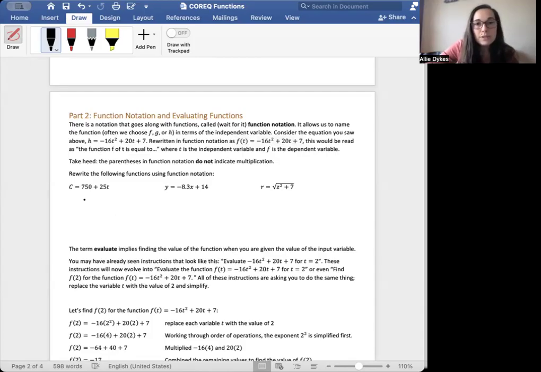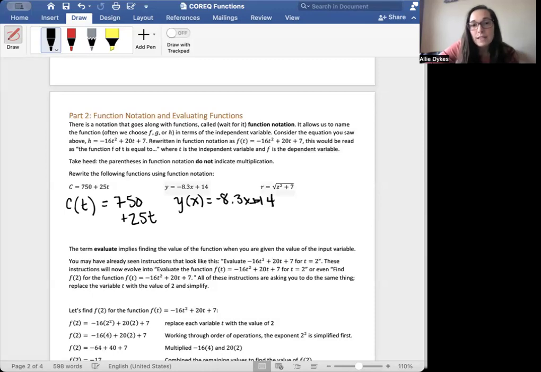Okay. So the parentheses does not mean we are multiplying. If we choose to rewrite these in function notation, this first one, c equals 750 plus 25t, might look like c parenthesis t close parenthesis. C of t equals 750 plus 25t. Writing the second one in function notation, y equals negative 8.3x plus 14. This might look like y of x equals negative 8.3x plus 14.